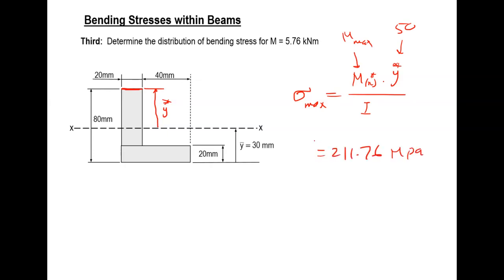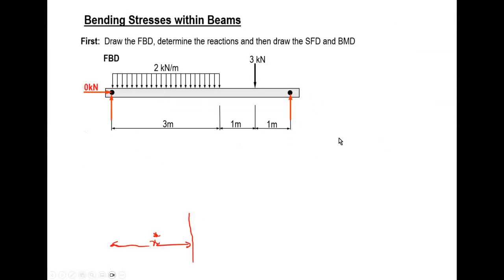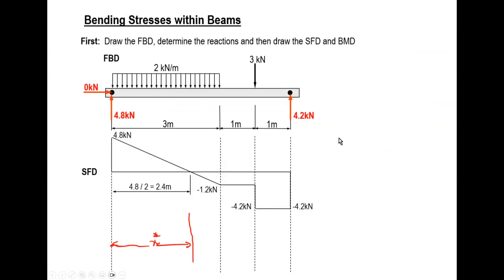And that was 211.76 megapascal. So what it means is the most critical point of this beam due to this bending load would be located right at this section. And this section, if I do a cross section, is over here. Questions? Any questions?